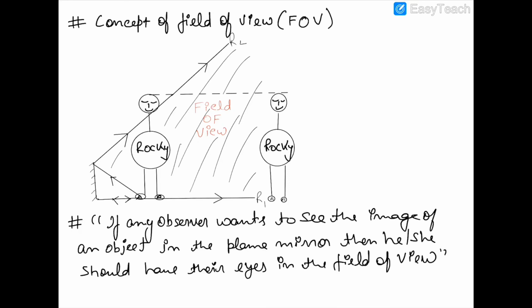So the intensity of the image decreases with the size of the mirror, but the fact is that irrespective of the size of the mirror, a plane mirror always forms the complete image of any object kept in front of it, and to view that object we should be in the field of view of that object. Okay guys, so I hope you understand the concept.